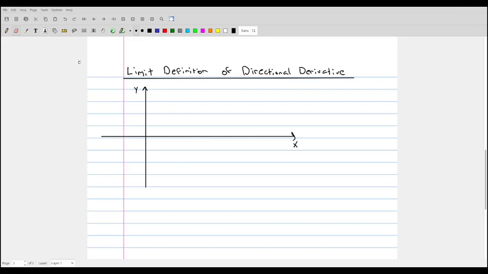So we have our x-axis and our y-axis. We also need a point at which we're going to be evaluating the directional derivative. In general, we'll just call this point r naught. So this point right here, we'll call it r naught. So we need some point r naught, which we'll call x naught comma y naught. It's the position vector of that point.